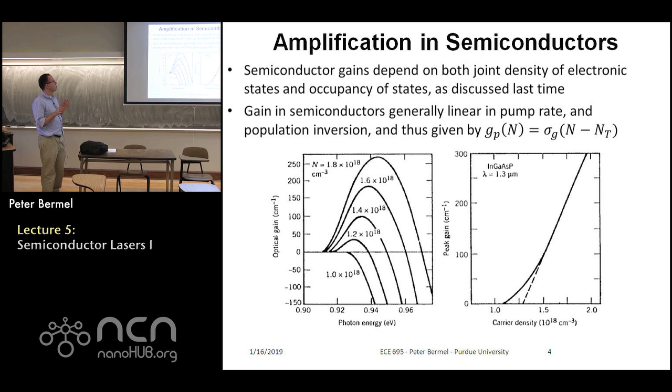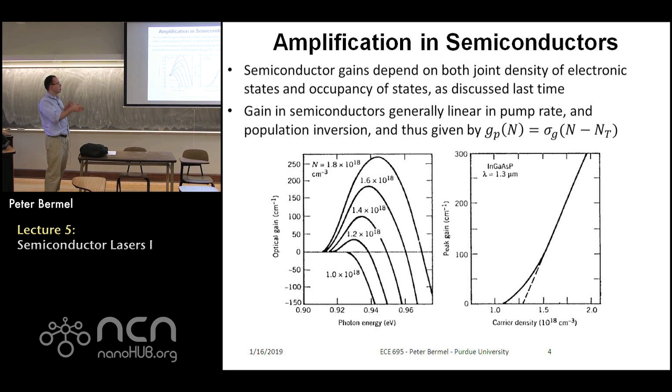And then furthermore, the gain is going to be linear to pump rate. So this is very similar to what we were just talking about. And therefore, it's also linear in the population inversion. And we can write down a very simple empirical expression for the gain at the peak energy or wavelength, which is basically just a linear function of n.